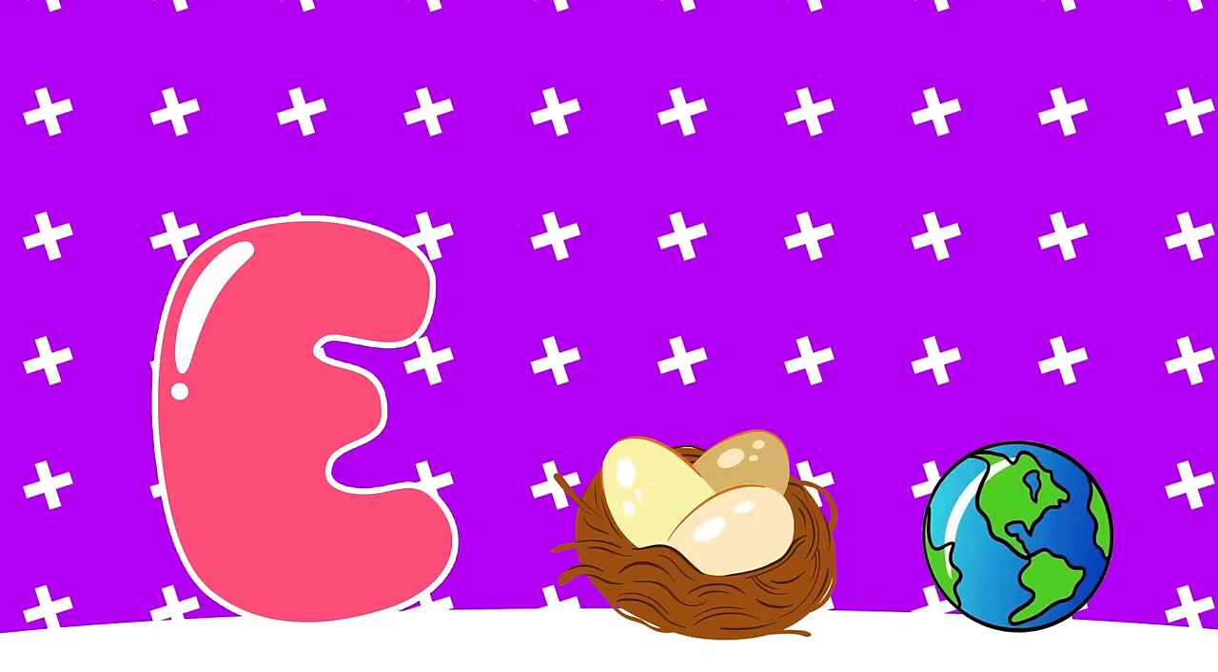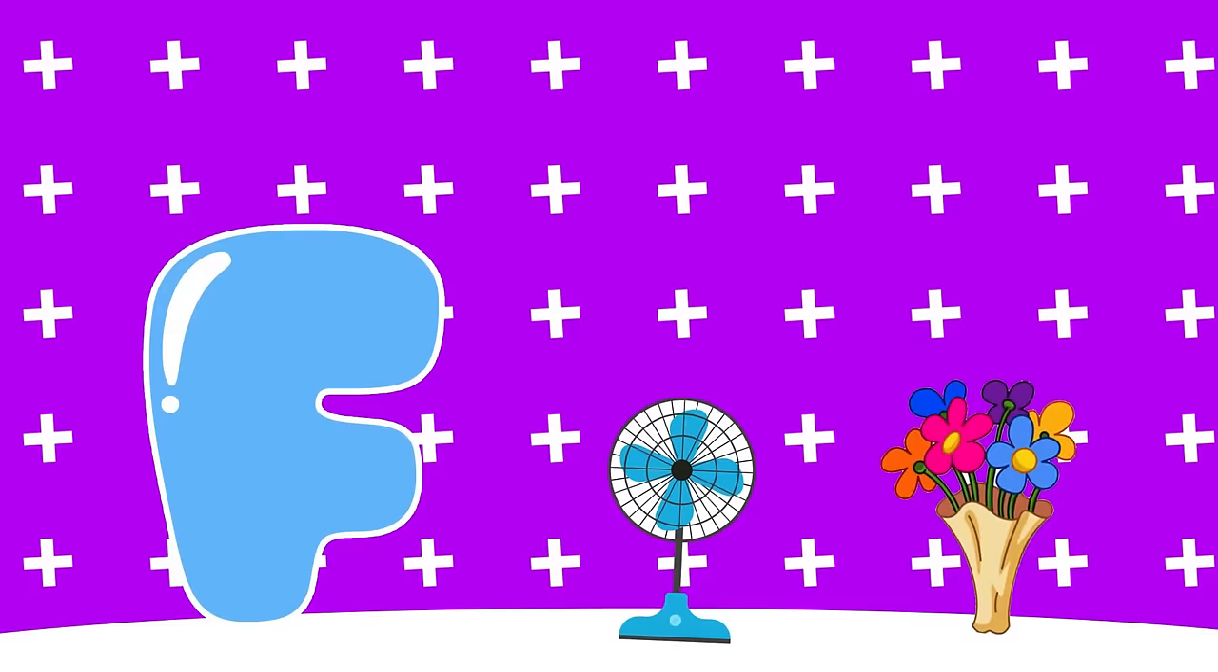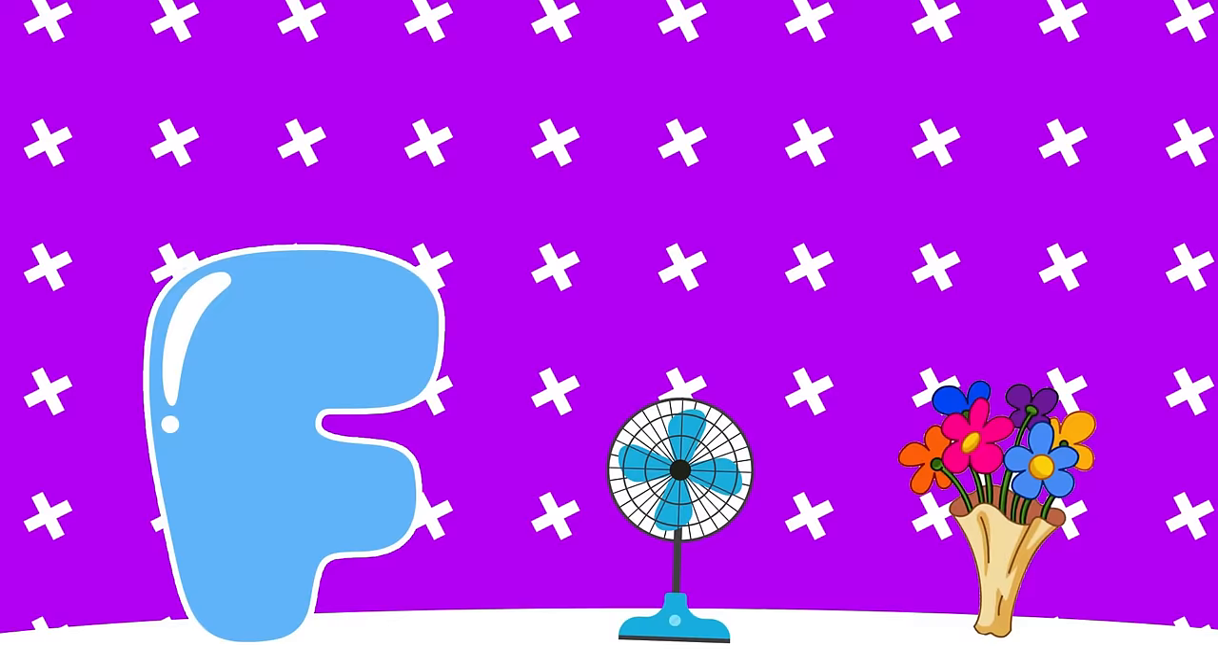F is for fan, f, f, fan. F is for flower, f, f, flower. F is for f, f, f, f, fan. F is for f, f, f, f, flower.